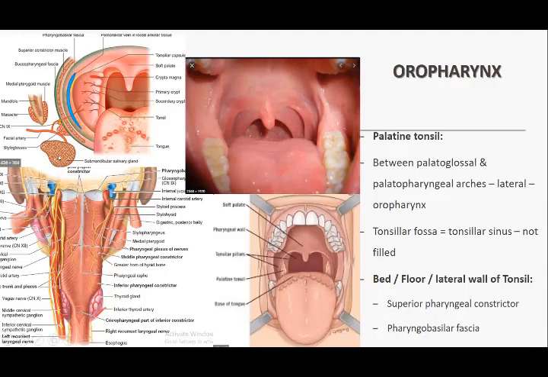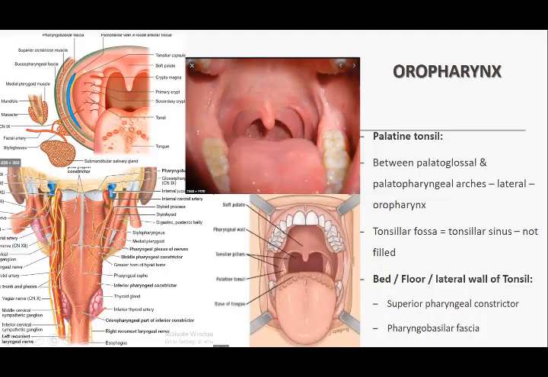I will repeat the wall once again, because everything is given in your book, but it is given on different pages, depending on what is required where. This is the palatine tonsil lying between the palatopharyngeal arch posteriorly and the palatoglossal arch anteriorly. This is the capsule surrounding the palatine tonsil. The palatine tonsil has its own connective tissue capsule.